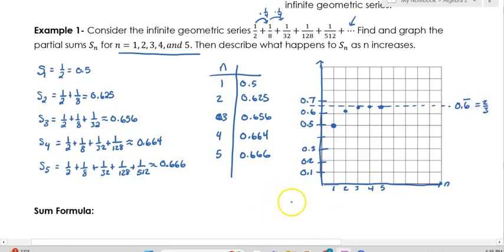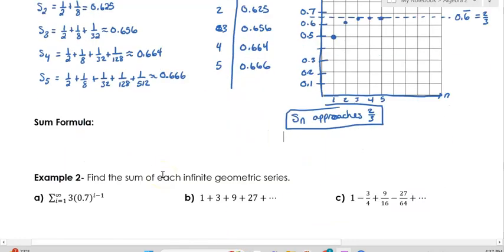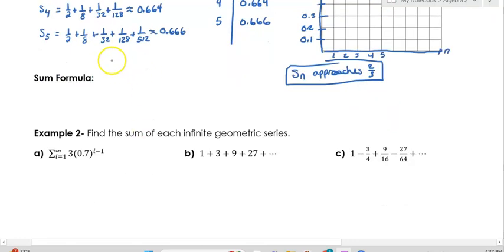So it says, describe what happens to the partial sum as n increases. So the partial sum, Sn, approaches 2/3. I think if we kept going, it'd get closer and closer and closer to 0.666 repeating. All right, so I'm going to be a little more clear on the sum formula. Let's put an actual name. I think it helps me know when to use it.